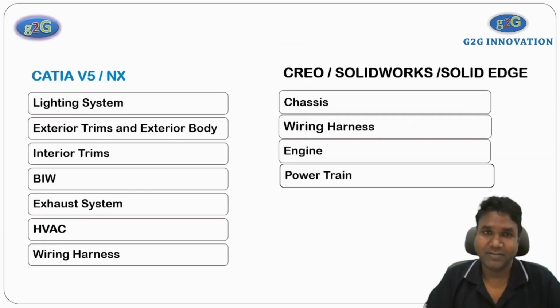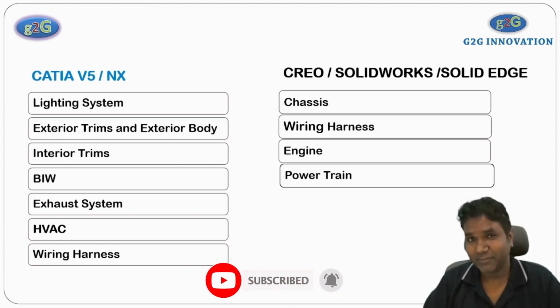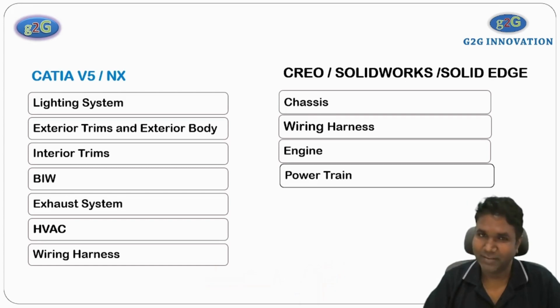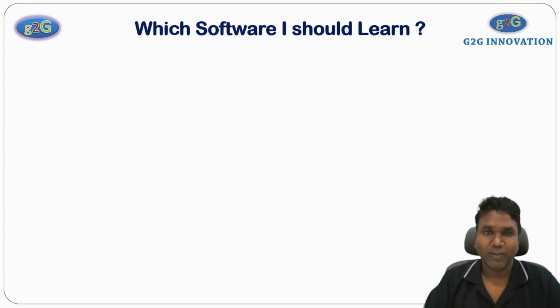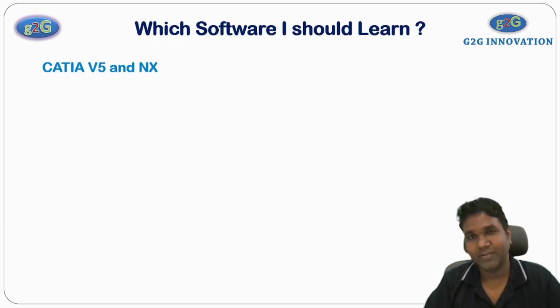Now the question arises, which software should I learn? So let us see. CATIA and NX design around 80% of the vehicle, and Creo, SolidWorks and Solid Edge around 20% of the vehicle. So CATIA and NX, these are the two softwares that should be on your list if you really want to become a design engineer and start your career in the automotive industry.